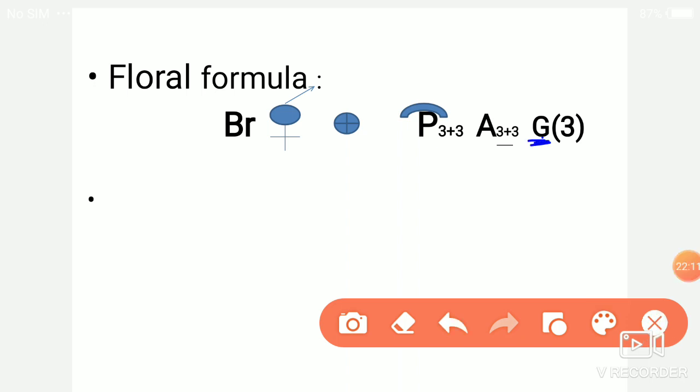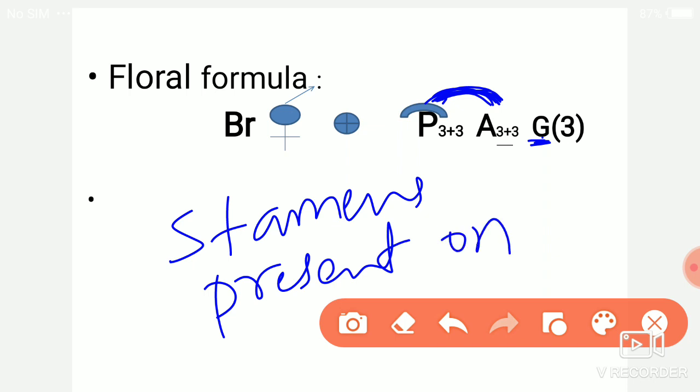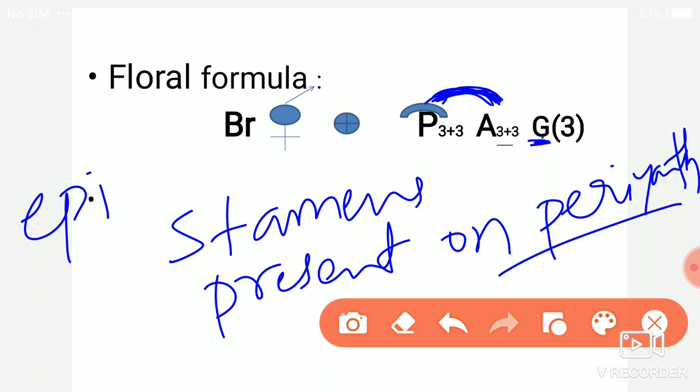This is the superior ovary, and the stamens are present on the perianth, epiphyllous condition. You can see that the stamens will be present on the perianth. Stamens are present on the perianth. That is called an epiphyllous condition. That's the arrow mark which has been shown, that they are present on the tepals. So the arrow mark indicates that.